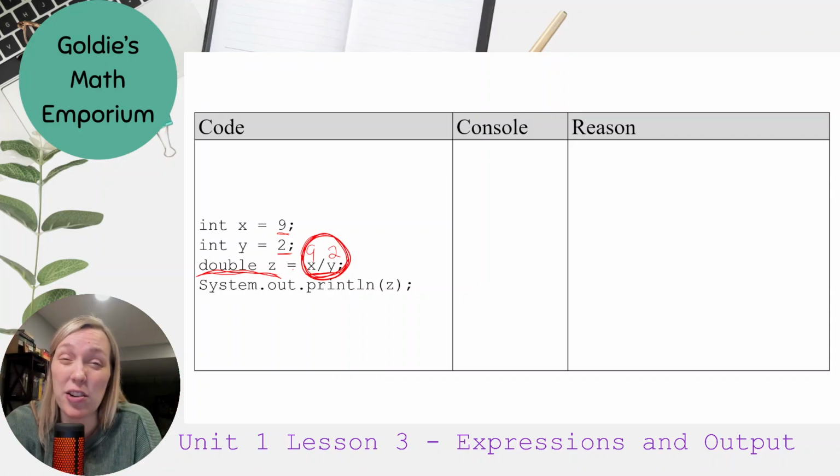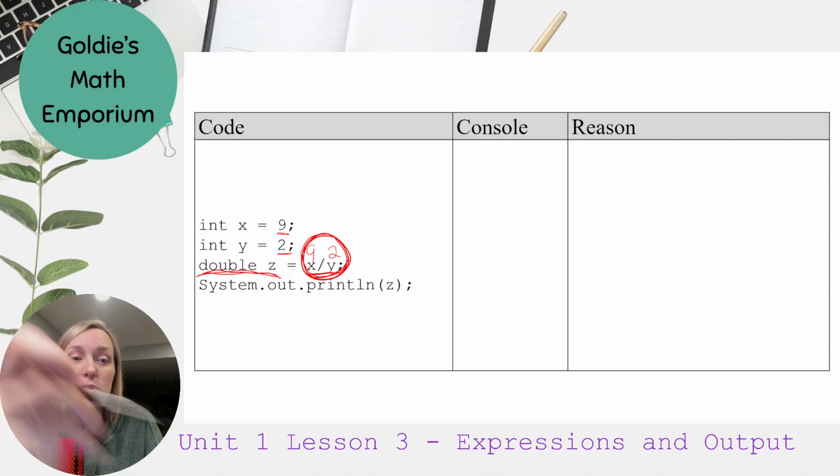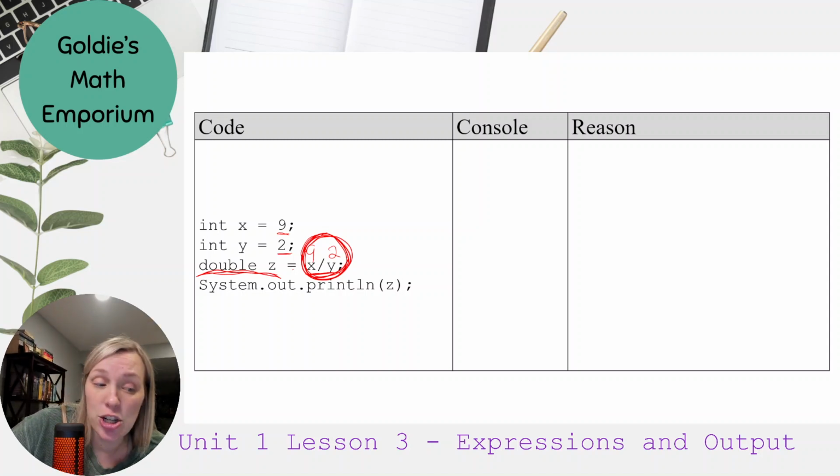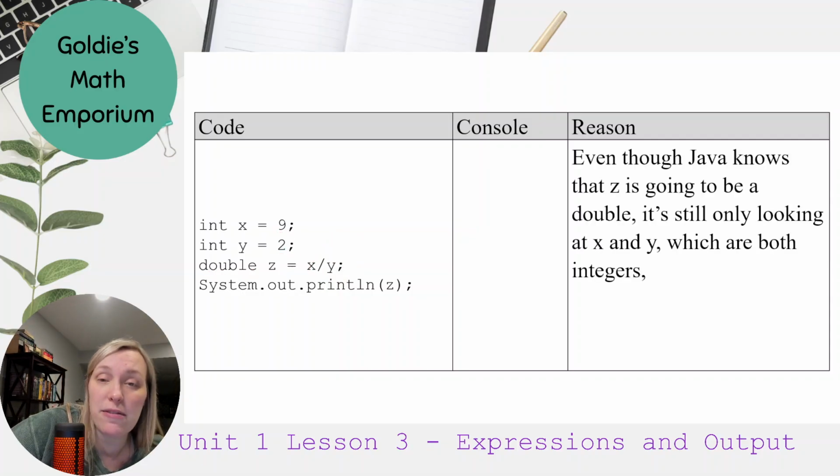Even if the container is sitting there created and declared, it doesn't look at what Z is. Right now, it's just focused on evaluating this expression. And in this expression, 9 is an integer and 2 is an integer. So what's going to happen? It's going to perform integer division. Okay, so 9 divided by 2 is going to be 4.